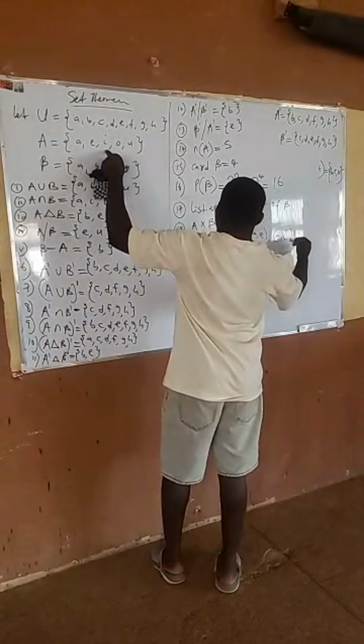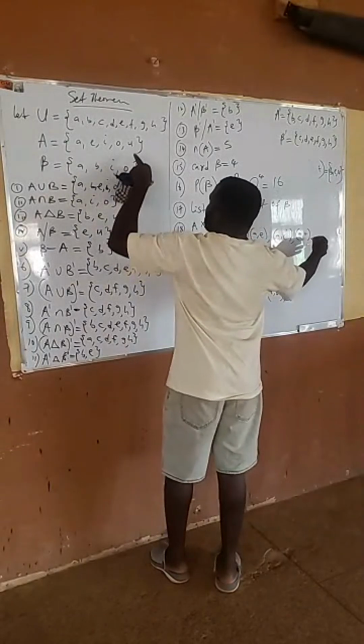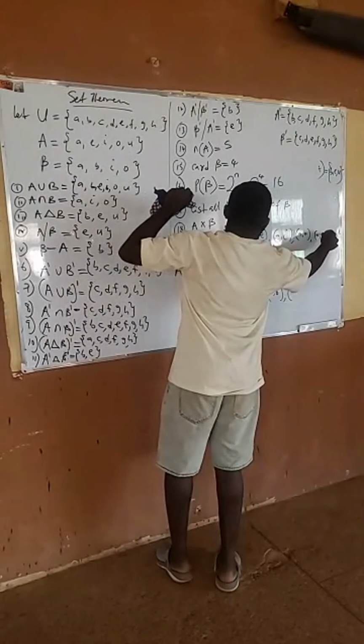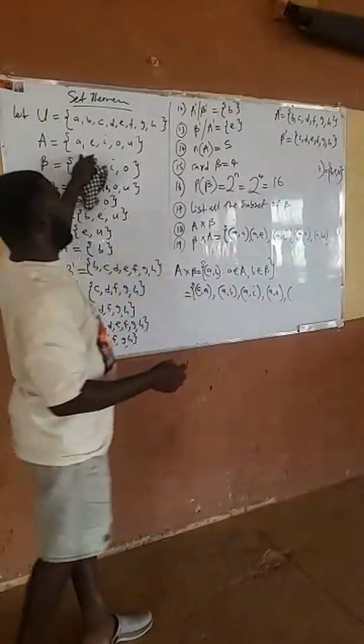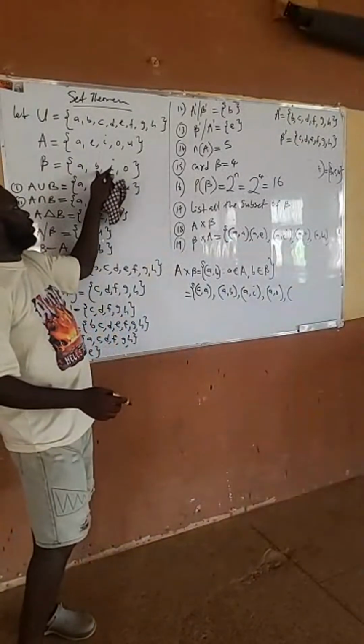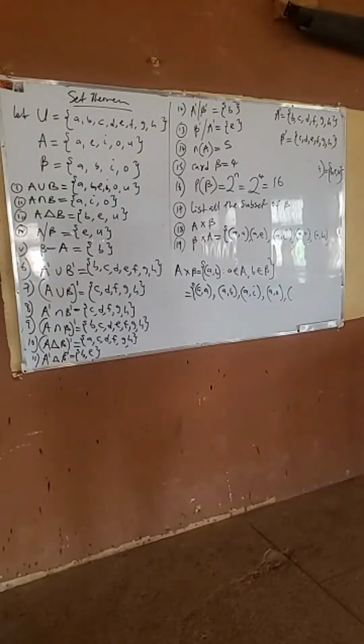I. A comma what? A comma O and A comma U. Then now continue with B. B comma A, B comma E, B comma I, B comma O, B comma U. Then now start with I. That's how you complete it.